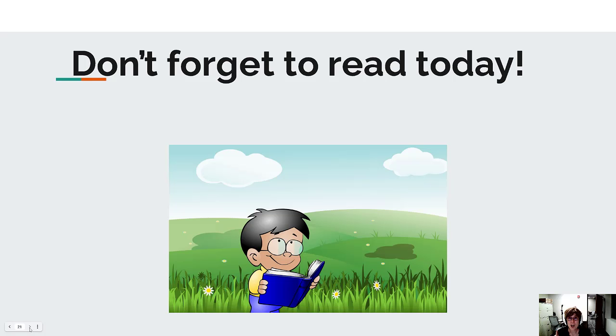And as always, don't forget to read 10 to 15 minutes. Remember, that could be reading alone, it could be reading to a parent, or it could be reading to a younger or older brother or sister.